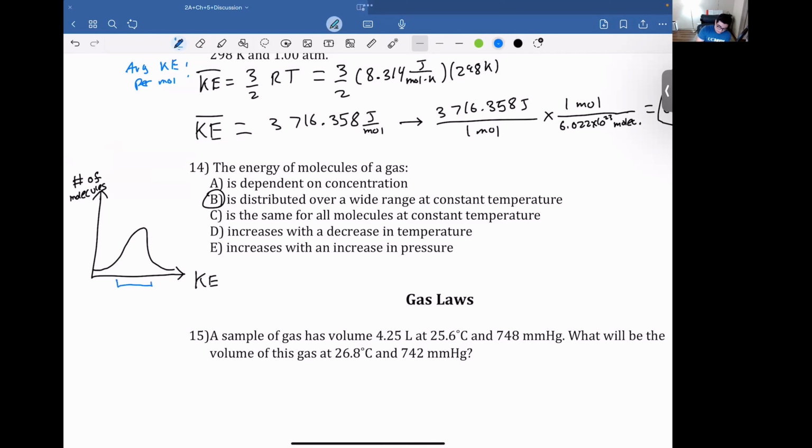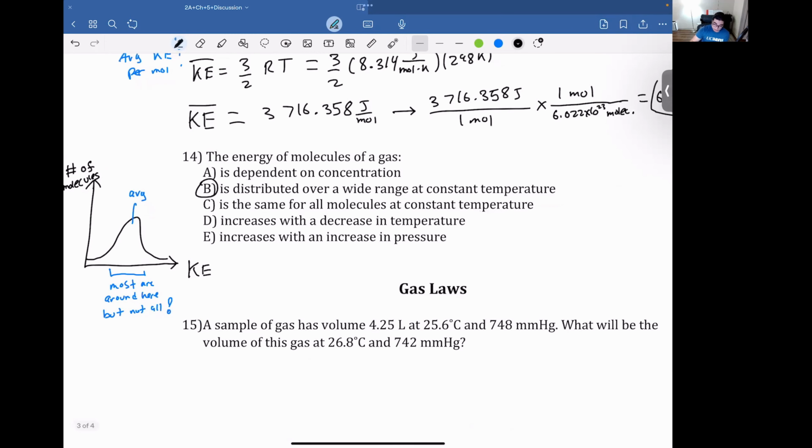So most of your molecules are around the average, but not all of them. So they're distributed, right? You could have some molecules moving fast, some moving slow, but most of them are going to be around the average, right? It's a Gaussian distribution is what it is. So they are distributed among a wide range, but they're mostly around the average.